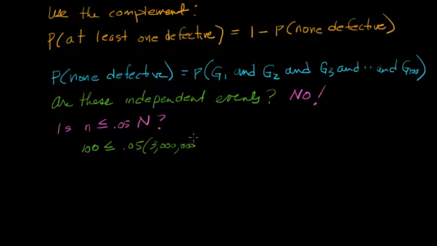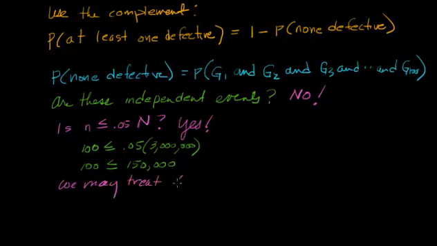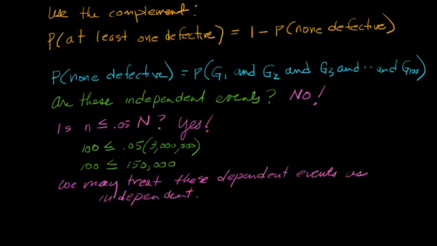So your intuition is probably telling you that this is going to be a yes. But let's go ahead and calculate just to show that 100 is definitely less than 150,000. So now we can say, is that true? Yes. So we may treat these dependent events as independent. Very good.